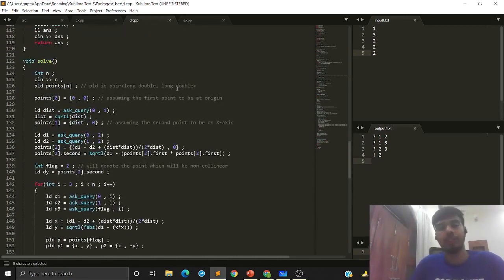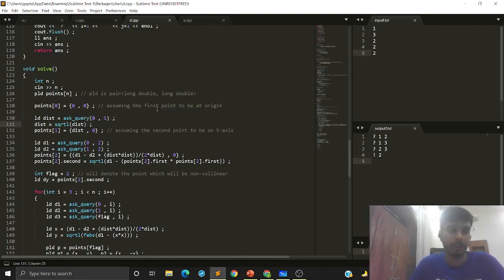Now in the solve function, we will first take the input of how many points we have. We will initialize our first point as 0, comma 0. We will ask the query of 0, comma 1. In this code, I am using zero-based indexing.